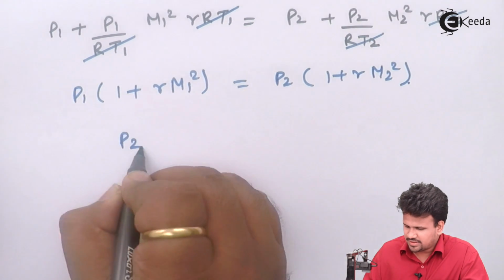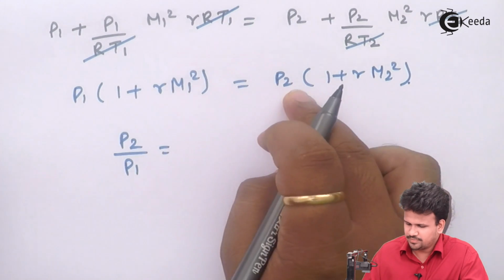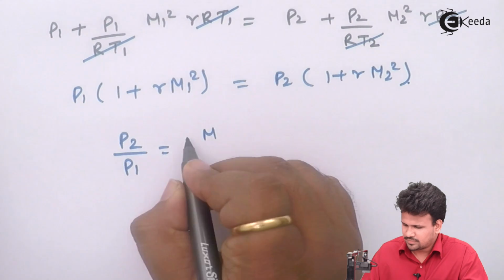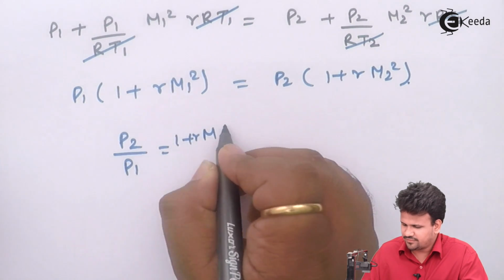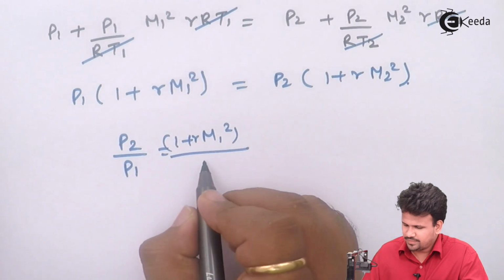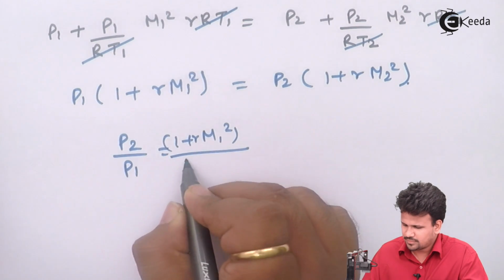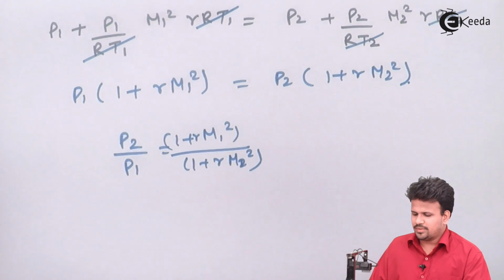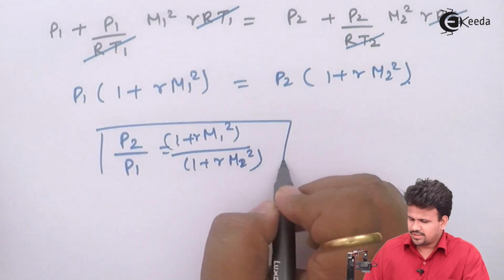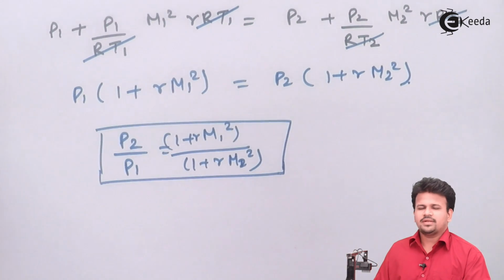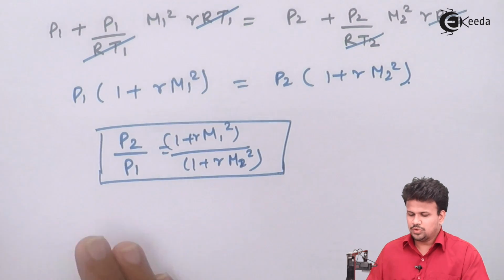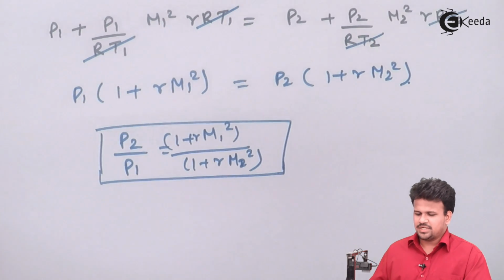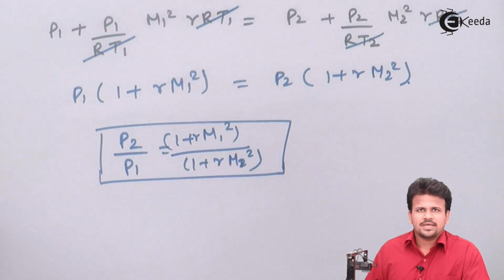So this can be written as P2 by P1 is equal to 1 plus gamma into M1 square upon 1 plus gamma into M2 square. So this is the variation of pressure when it goes from a supersonic flow to a subsonic flow during a normal shock. So we have seen the variation in pressure. Now we'll see what is the variation in temperature.